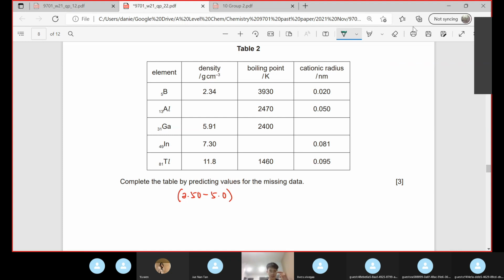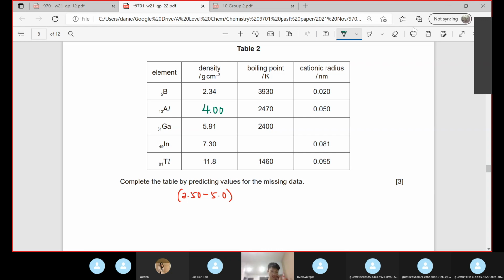That means you take the previous value and the next value, sum them up and divide by 2. Then the value will definitely lie within the range. So here you can just write 4.0, no problem. It is in the range.